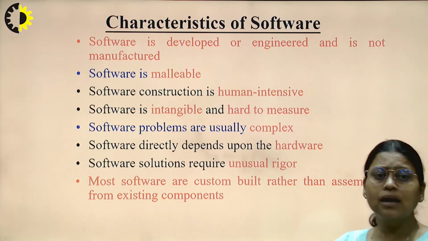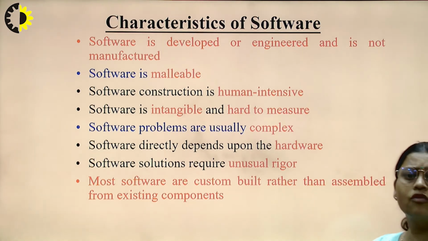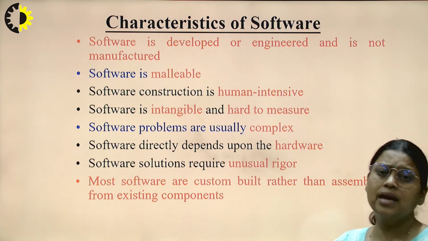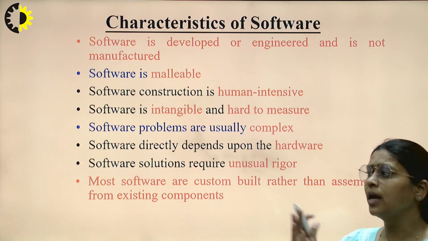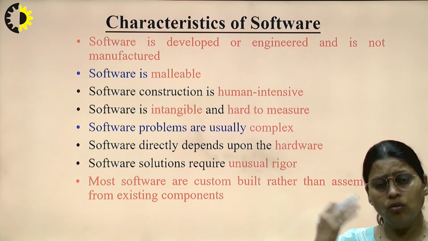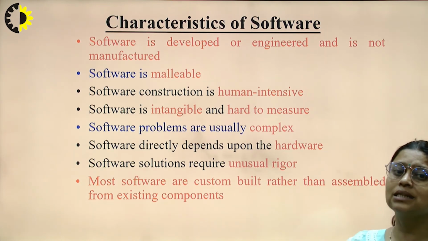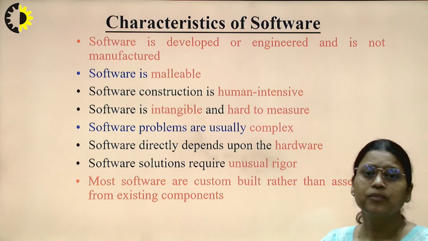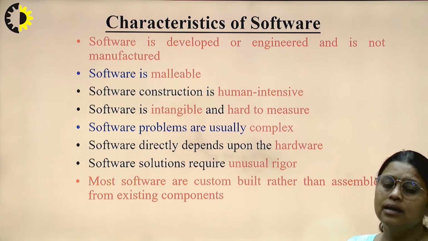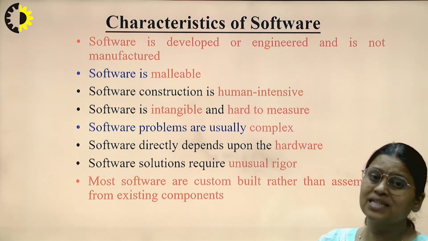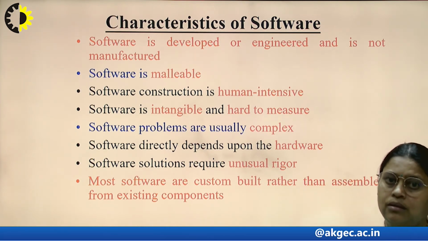Most software is custom built rather than assembled from existing components. As I have discussed, there are two categories of software: one is generic software and the other is custom software. Most software is implemented as per the custom requirement, the customer-specific requirement. That's why most software is custom built, and only specific or generic software is limited in environment.